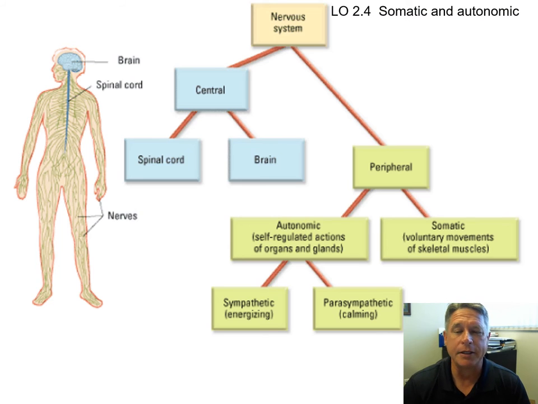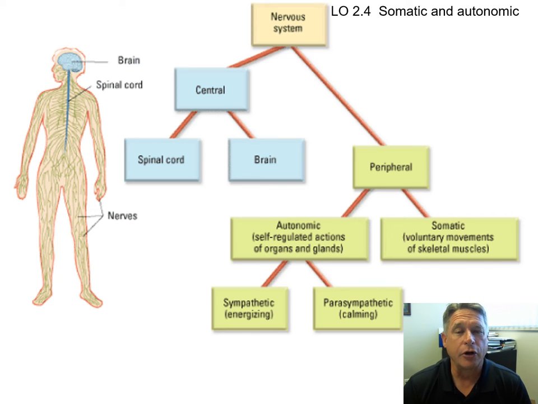So once again, this is sort of what I was just covering here. You see off to the right there, it says the peripheral nervous system. And the peripheral nervous system, as you see there, has the somatic as part of it, voluntary movements of skeletal muscles, and then it has the section that runs the automatic, the self-regulated actions of organs and glands. And then basically that automatic has two speeds. It has a sympathetic state and a parasympathetic state. So that explains one side of the chart.